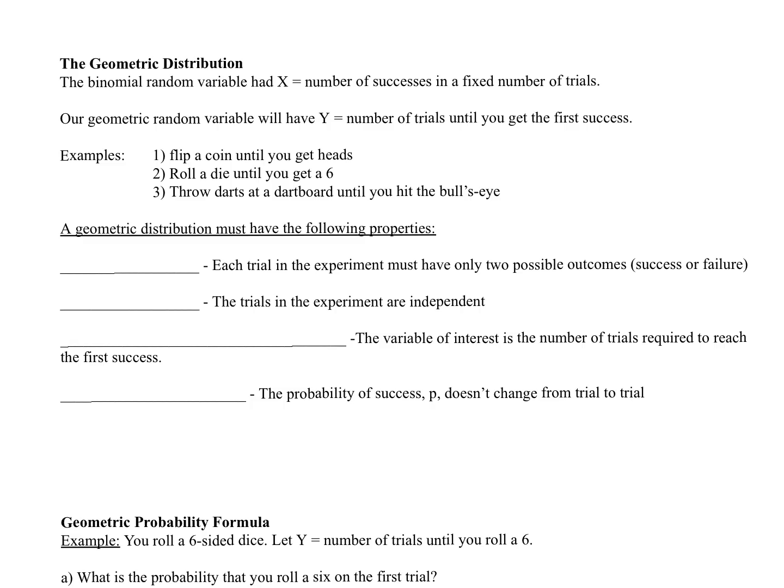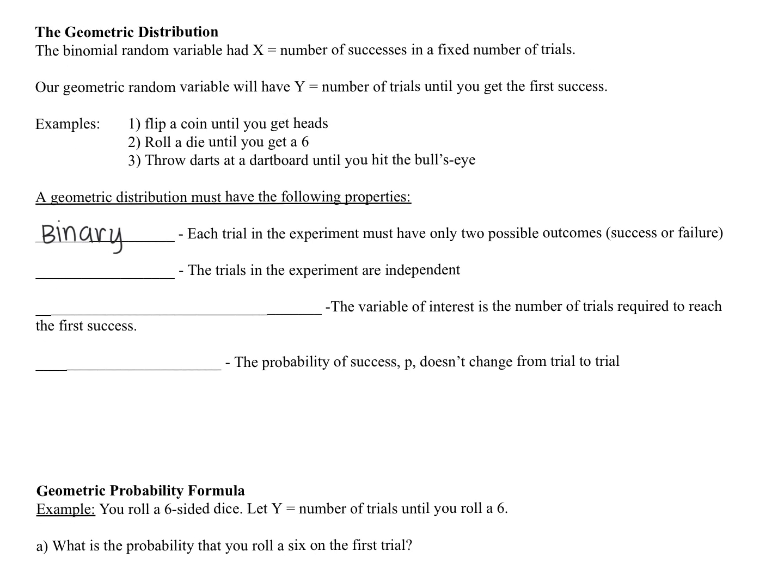So one of the things that is the same is that it is binary. So similar to a binomial distribution, each trial can only have 2 possible outcomes, success or failure. It also has independence. So the trials in the experiment have to be independent. The next one is where it's different. So instead of having that set number of trials, we now have trials until the first success.